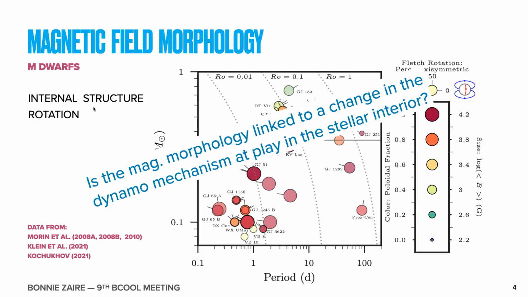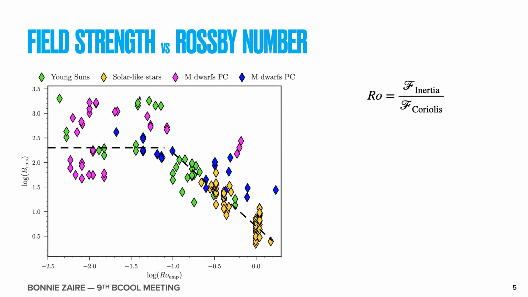So we can ask, is the magnetic morphology linked to a change at play in the stellar interior? We can see here the field strength with respect to the Rossby number. I remind you that the Rossby number is the ratio between the inertial force and the Coriolis force. Here I gathered the field strength derived from Zeeman Doppler imaging, and we can see young suns, solar-like stars, and M dwarfs divided into fully convective and partially convective M dwarfs.